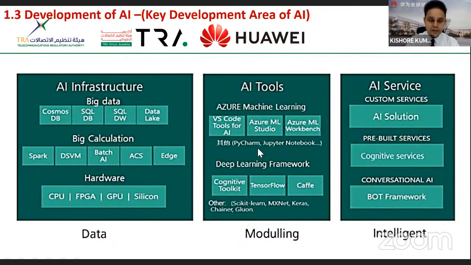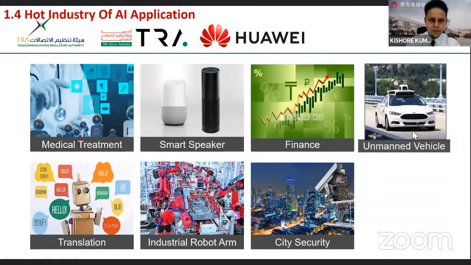Then we feed those data into our machine learning, and then we create or train a model. Then we give an example of how we can make a model. And based on those models, we provide different AI services in different sectors, for example, medical treatment, smart appliances, finance, unmanned vehicles, translation, industry, and smart city. We have different sorts of AI applications in place.